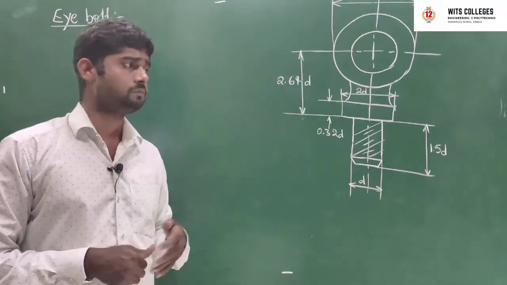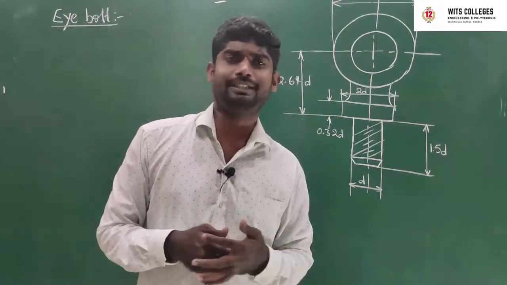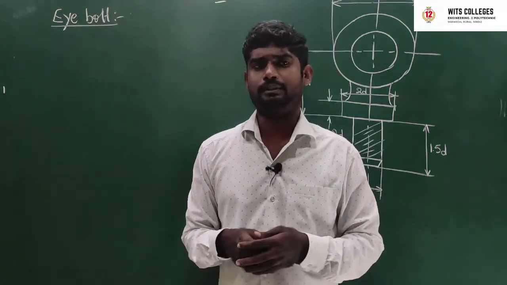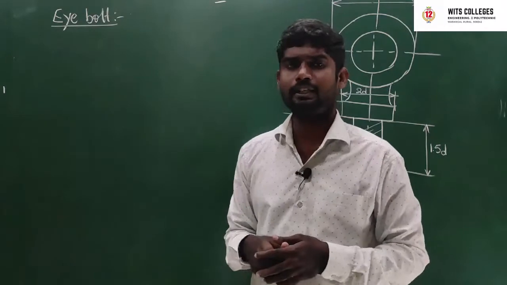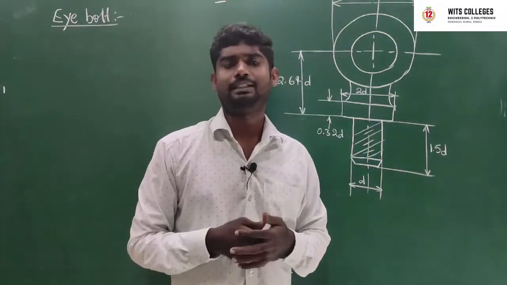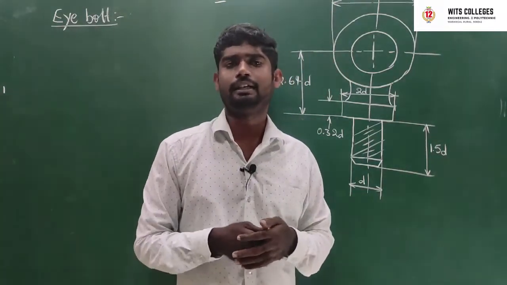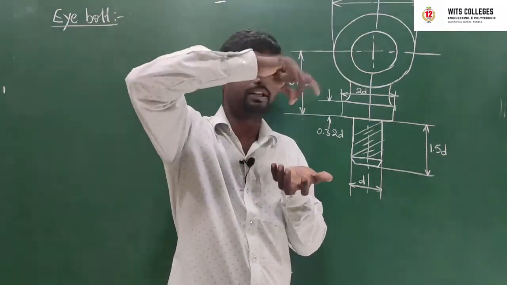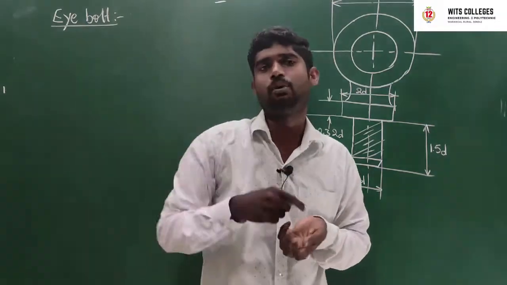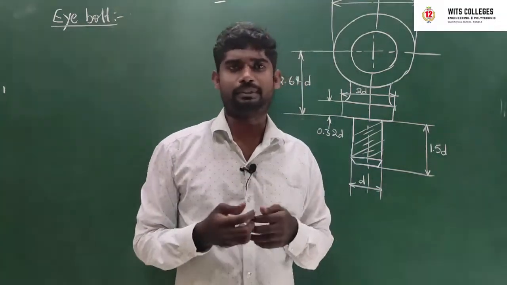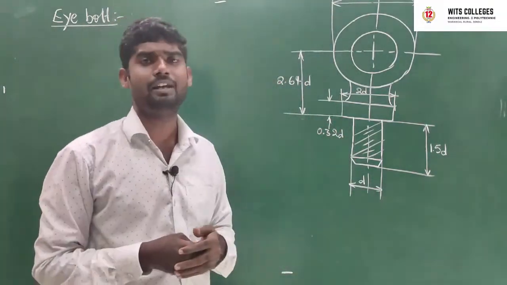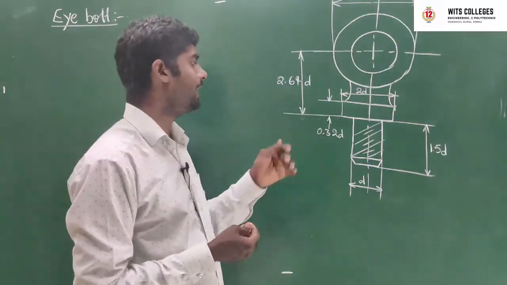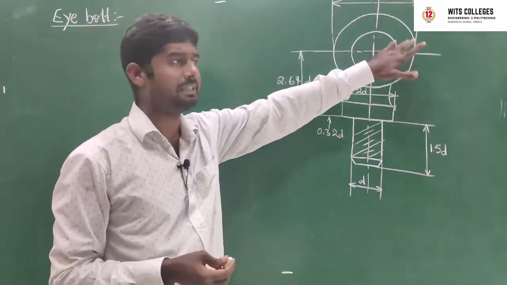Okay, the eye bolt. The eye bolt is a most important bolt for lifting purposes. If you see agricultural land or any motors, there is an eye bolt on top of the motor. In this eye bolt, we use it for lifting. We already drew this eye bolt in machine drawing. These are all standard specifications.